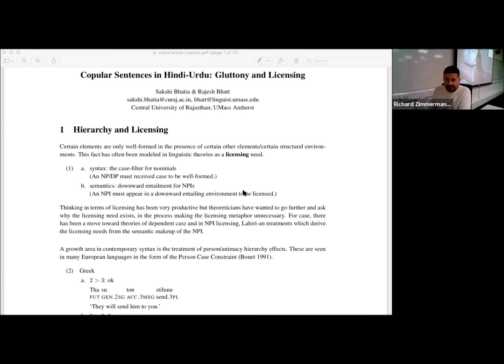He's worked at a number of universities. He has been the recipient of NSF-funded projects, and he has published, as you can imagine, in the most prestigious journals, including Natural Language and Linguistic Theory, Linguistic Inquiry, Natural Language Semantics, and so on and so forth. But we are here to listen to Rajesh. And without further ado, please join me in welcoming him.